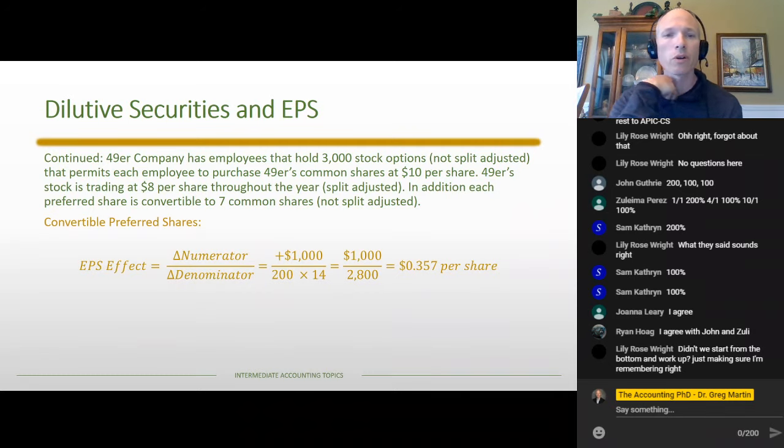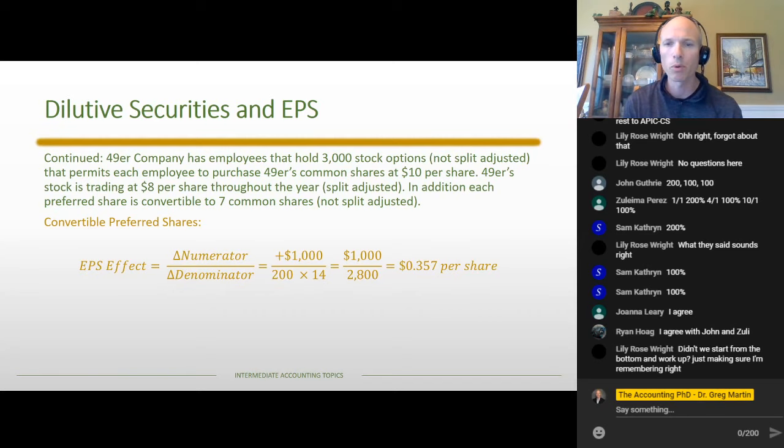There are 200 preferred shares, and the original contract allowed them to be converted to 7 common shares. But remember, that was not split adjusted. And so after the split adjustment, they can actually convert to 14 rather than just 7 shares. And so the change in the numerator is the increase of 1,000, and the change in the denominator is an increase of 2,800. And so the effect from the conversion is 35.7 cents per share.